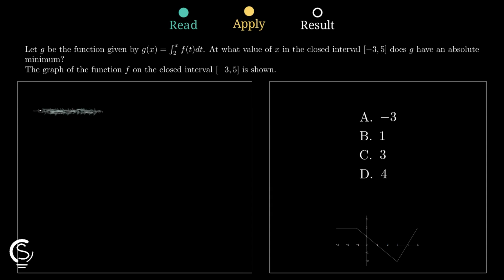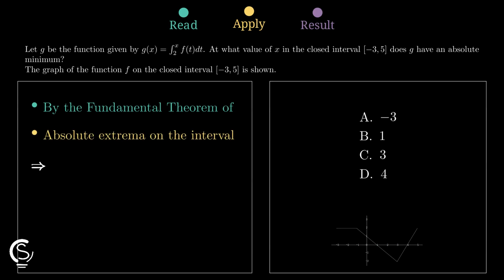Absolute extrema on the interval occur at critical points where f equals 0 or at the endpoints. We must check x equals -3, 1, 4, and the upper bound 5. Integrating from 2 to x shows that moving left to -3 accumulates the most negative area. Thus, option A is the minimum.